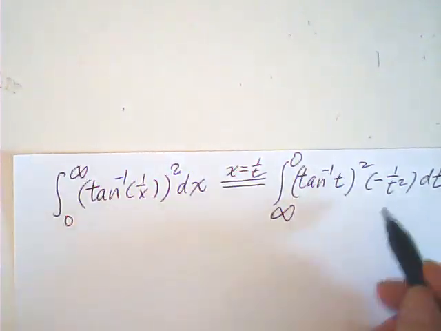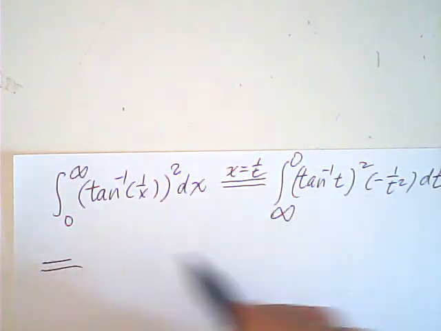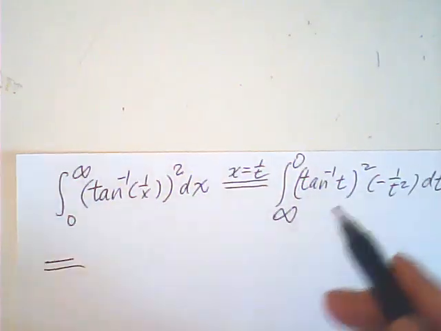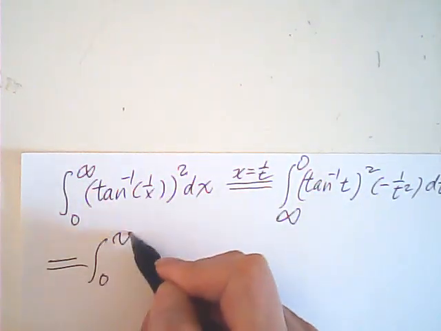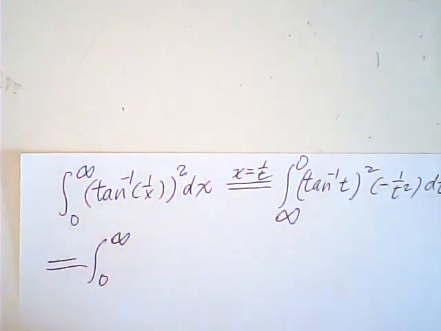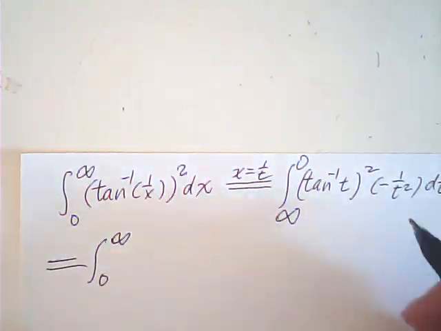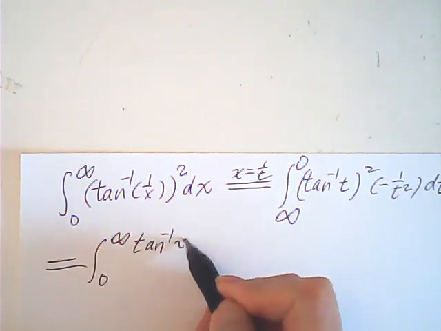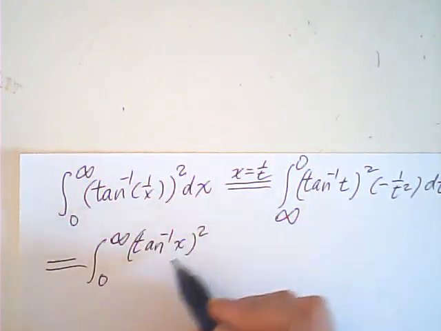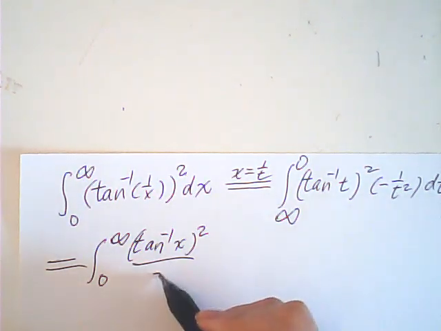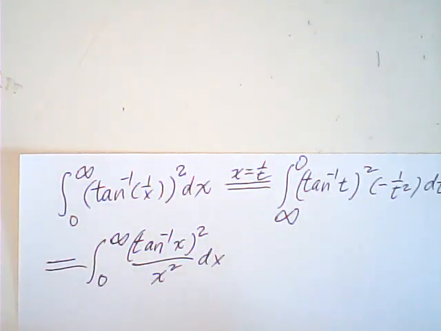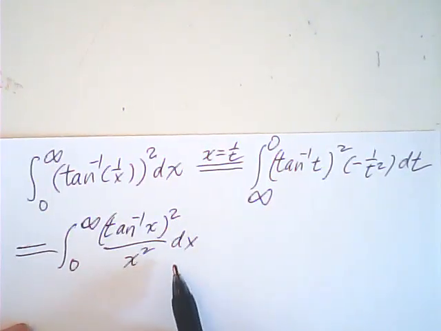Then I use this negative to switch the boundary. Let me change t to x. These are just dummy variables. Arctangent x squared over x squared dx.